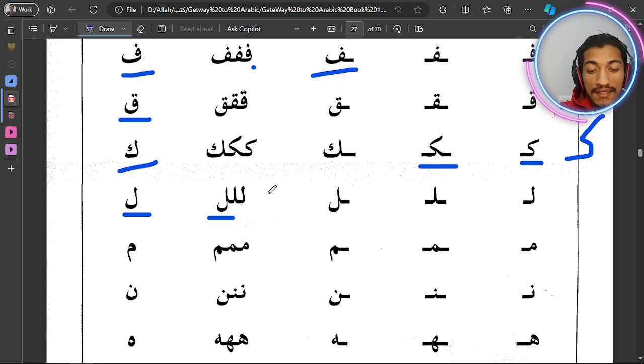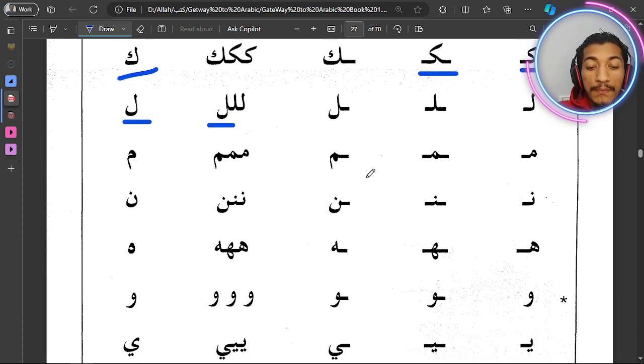Okay, the last few letters. Here we have meem. As you know, meem looks like a circled head and it has a tail going down to the line. It's the same: we will use the head only at the beginning or in the middle, and at the end it may be a closed-head one.